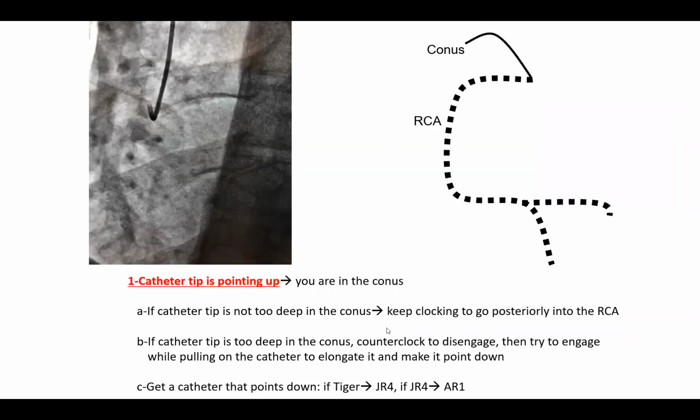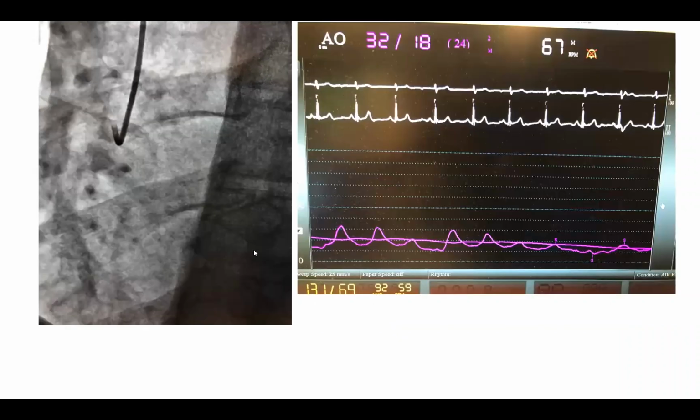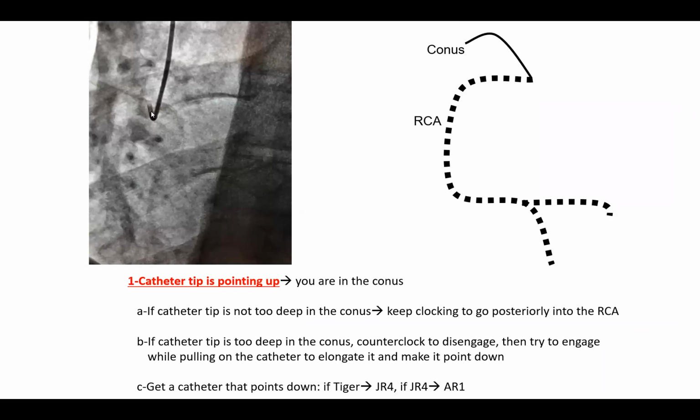So let's say, what do you do here? You recognize you're in the conus, you did not inject dye. So what do you do to correct that? In order to correct that, you want the catheter to not be pointing up and anterior. So one thing to do, if the catheter is not too deep, as is the case sometimes with the Judkins right 4, you can keep clocking that catheter.